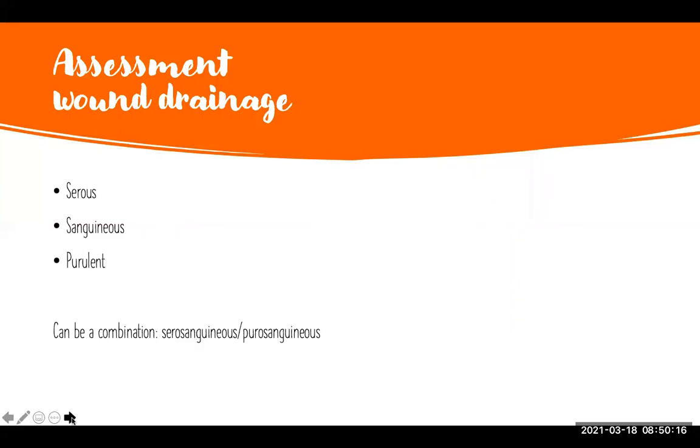So serous is just that clear watery plasma. Sanguineous is bright red, indicates some bleeding going on in the wound. Purulent drainage is yellow, green colored looking stuff, tan, brown discharge. It sometimes has an odor, and depending on the cause of this purulent discharge, it can indicate an infection. It doesn't always indicate an infection, but it can most of the time.